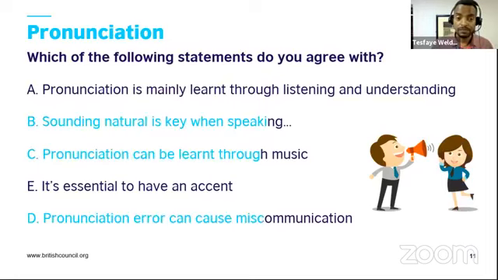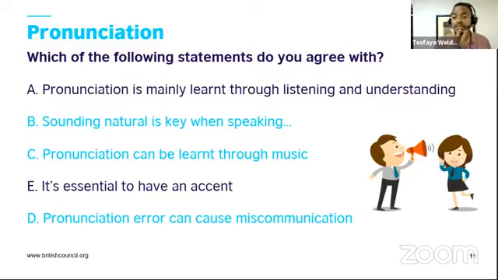No. So the first one, not really. It's not mainly learned through listening and understanding. It's part of it. Listening and understanding are key, but pronunciation is a muscular activity. People tend to learn pronunciation by reading or listening or trying to understand what's on it. And that's not really the best way to do so. The best way is to practice.